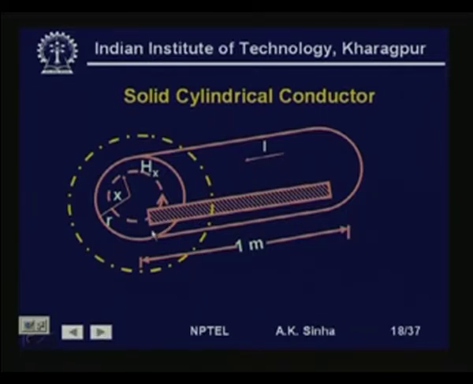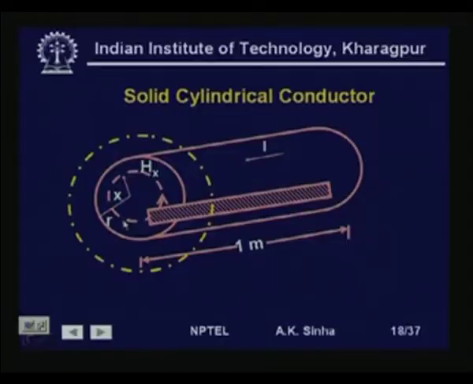Another assumption that we make here in finding inductance is that the current density inside the conductor is uniform, though we have seen that the current density at higher frequencies is not uniform, but at lower frequencies of 50 hertz or 60 hertz it is more or less uniform. So, this assumption is generally made.